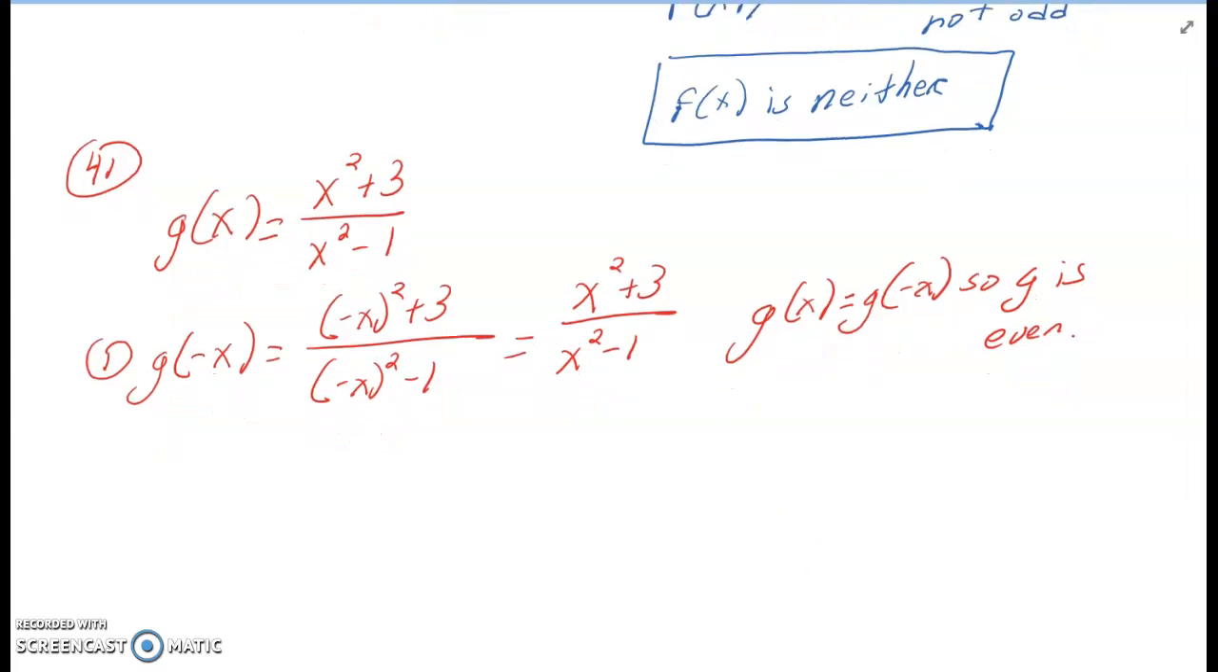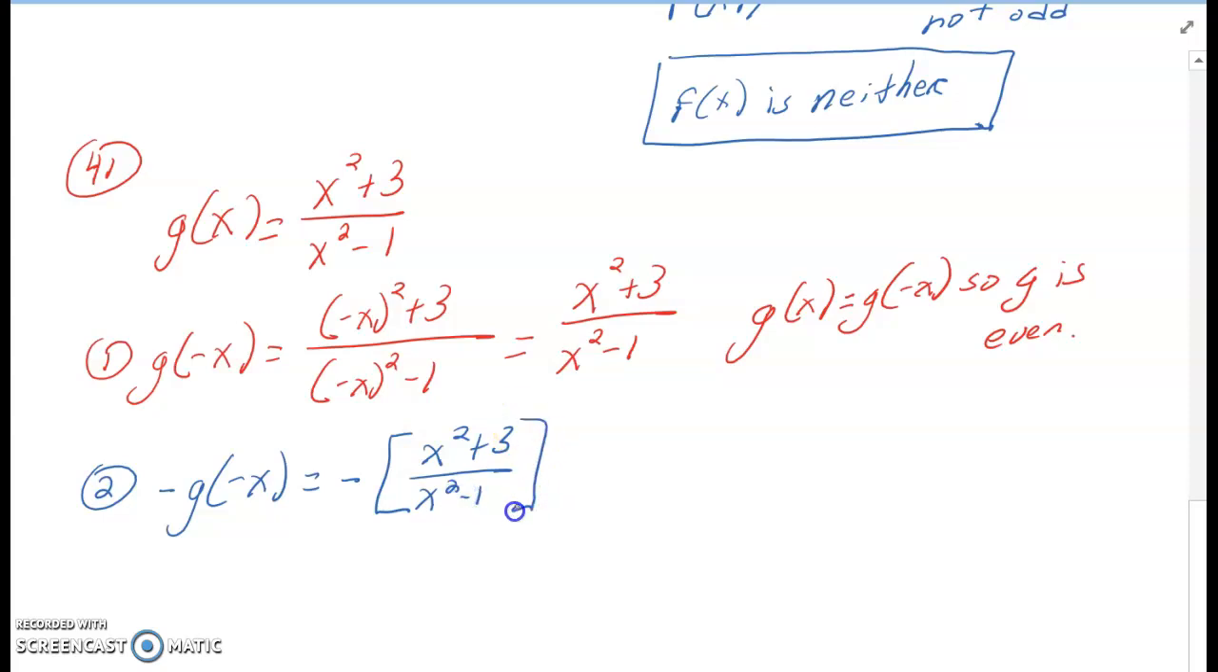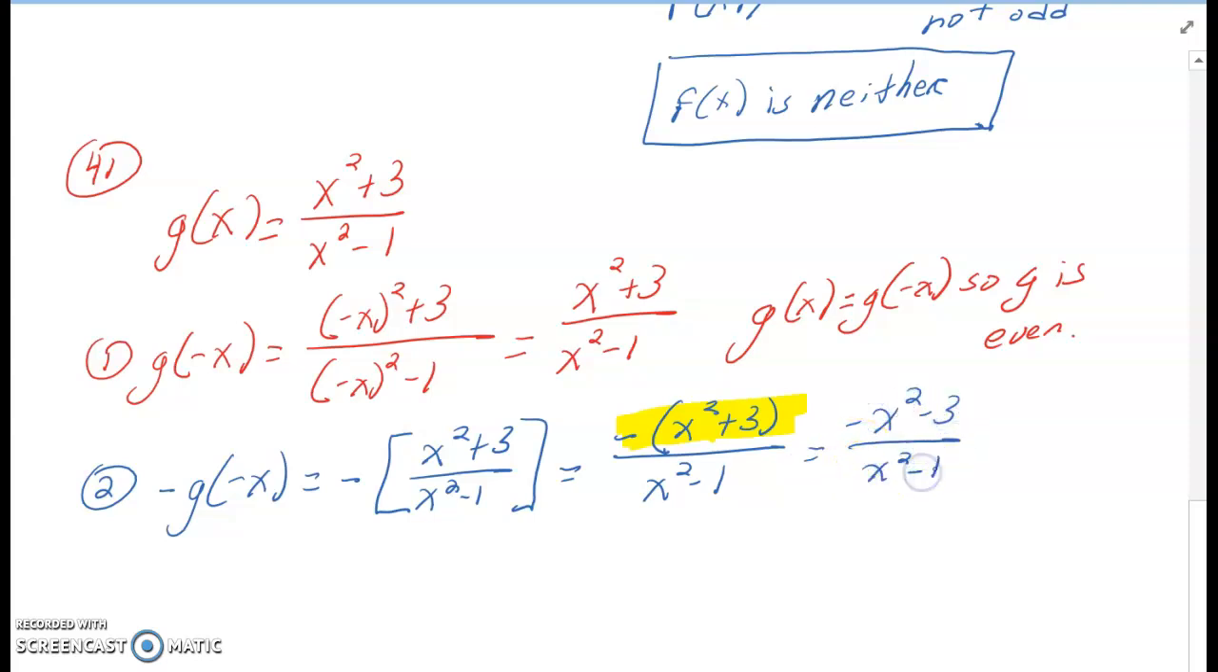Now technically we would want to check that it's not odd, but as I said earlier, not too many functions are both. We'll come back to that. So the opposite of g of x, and I'm purposely doing this in blue, so it's the opposite of x squared plus 3 over x squared minus 1. Now a very common mistake in this problem is people tend to distribute that negative to both the numerator and the denominator, but that's not mathematically true. So if you are going to distribute, you can put that negative in the numerator, like I've highlighted here in yellow. And then if you distribute, you get negative x squared minus 3 over x squared minus 1.